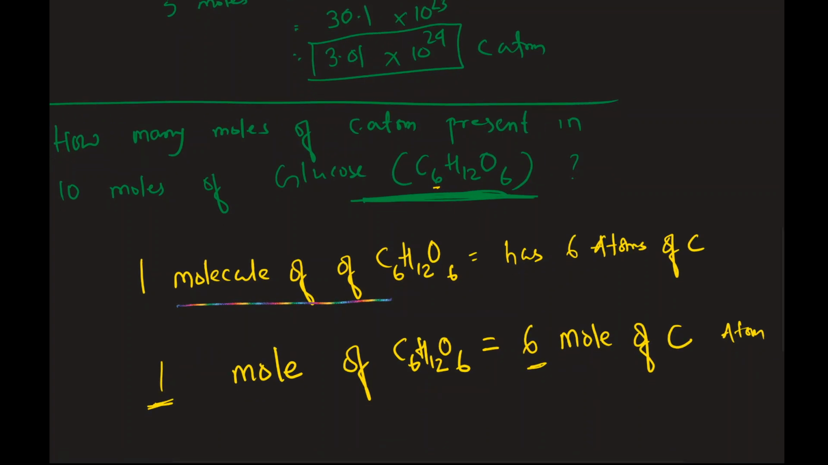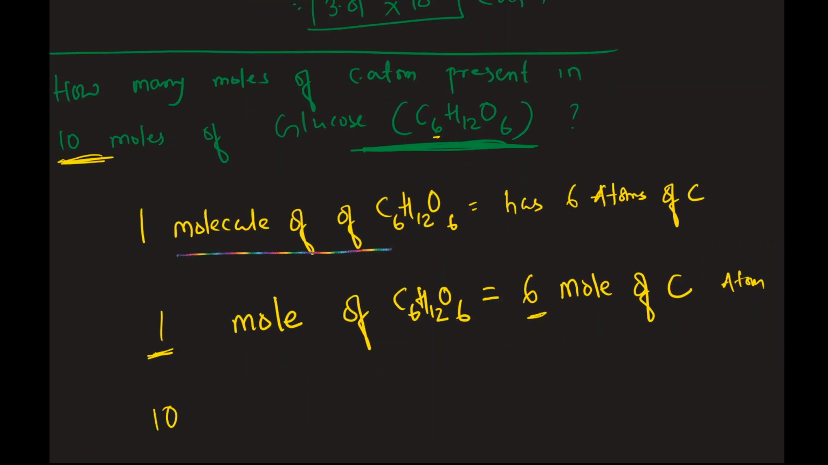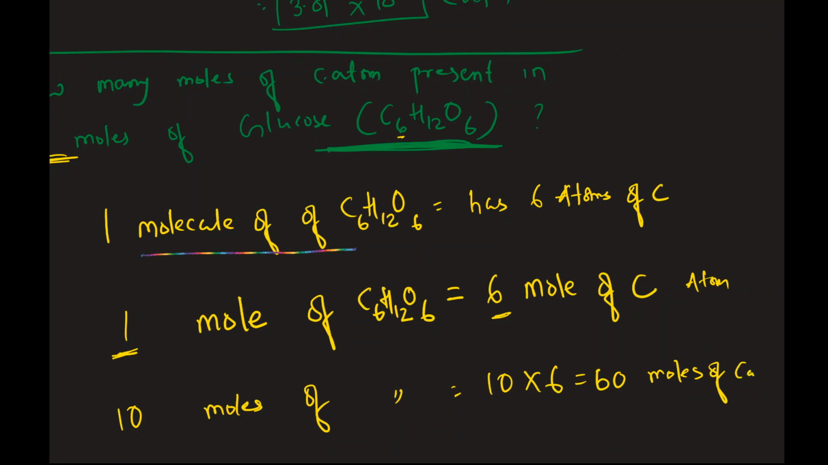And how many do we need? Given we have 10 moles of glucose, it's gonna be 10 multiplied by 6, as simple as that. So it's gonna be 60 moles of carbon atoms. That's it, guys. It's pretty simple.